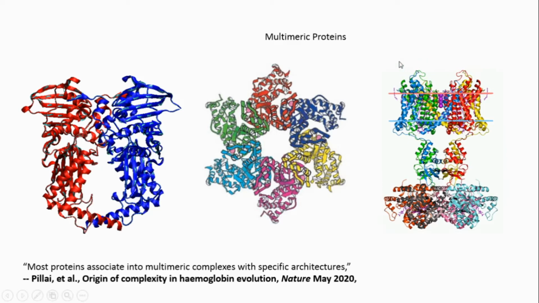Now, there are heteromeric proteins that have parts that are expressed from different genes. So if this is the case, that most proteins associate into multimeric complexes, then this poses interesting probability problems, and I'll cover that a little bit.